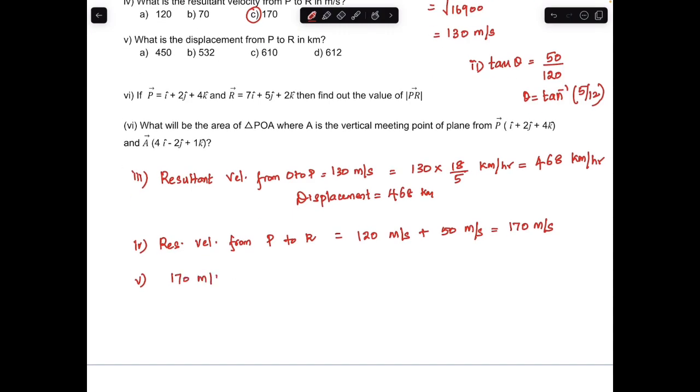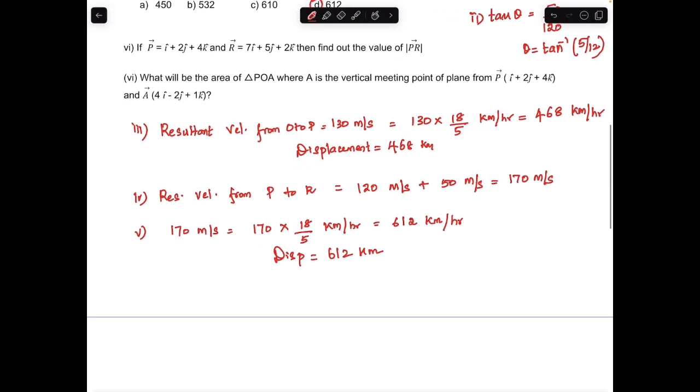170 meter per second is equal to 170 into 18 by 5 kilometer per hour. After calculation, we will get 612 kilometer per hour. From P to R, the duration of travel is only 1 hour. So displacement will become 612 kilometer. So the option is D.